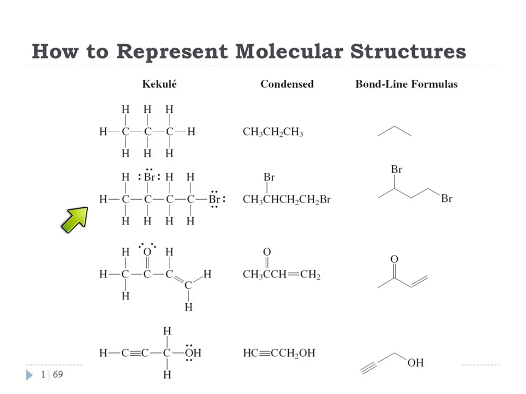Here we've got one that's got some bromines in it. So in this condensed formula, they popped this bromine up. It could also be shown in line. It's just kind of a matter of personal preference. This could be CH3CHBr, CH2CH2Br.